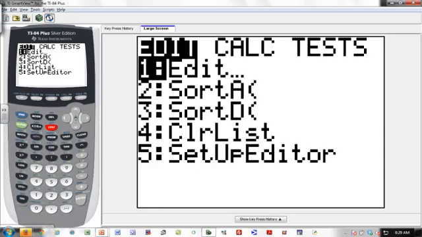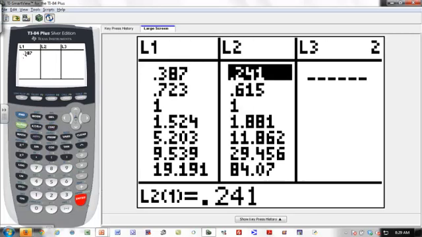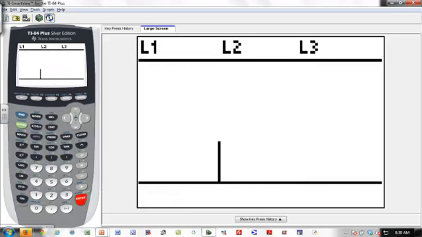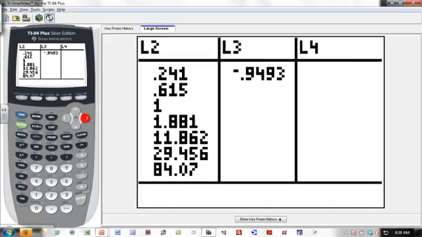Let's propose that that's a power relationship. So, how are we going to show that it's a power relationship? We have to transform both data lists. So, in L3, I'm going to put in the natural log of all of the X data. Natural log of L1. There it is, all filled up.